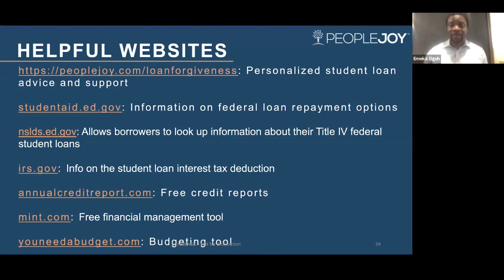Mint.com is one that you're probably all familiar with. YouNeedABudget.com is also another budgeting tool. That one is fee-based. You can also just use an Excel sheet, right, just to keep a monthly budget. But really, paying off your loans requires setting a budget and sticking to it. But once you have that set up, you're just going to start seeing that loan balance melt away.